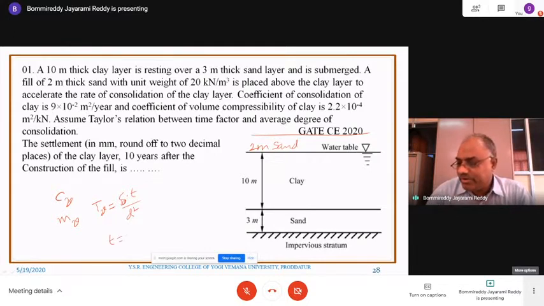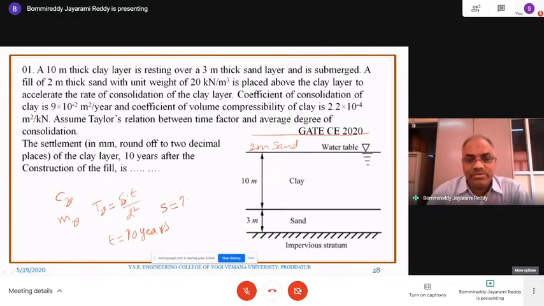So what is the time? Time is given, 10 years. After 10 years of placing the sand, how much settlement is there? So what is the value of S? What is the value of S?